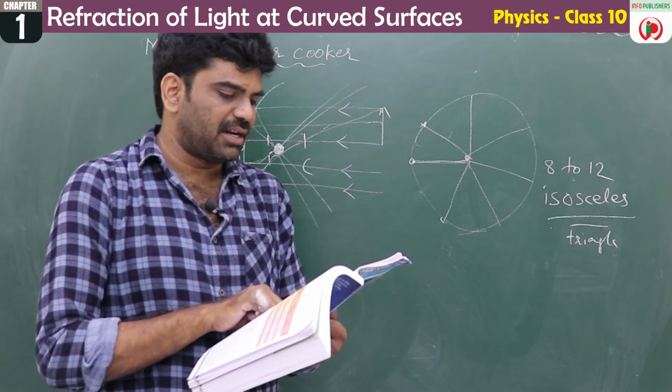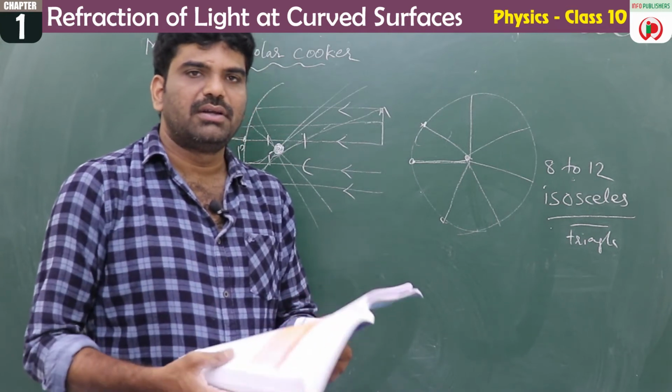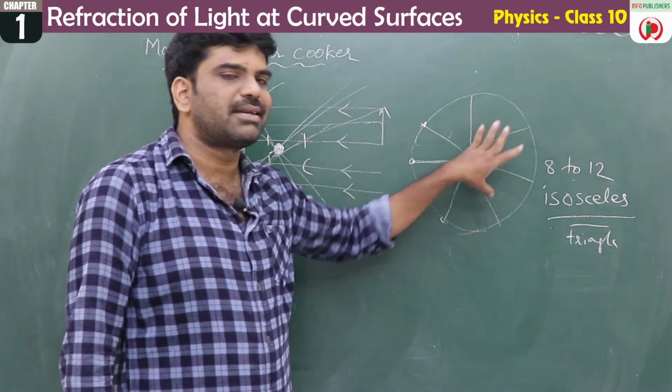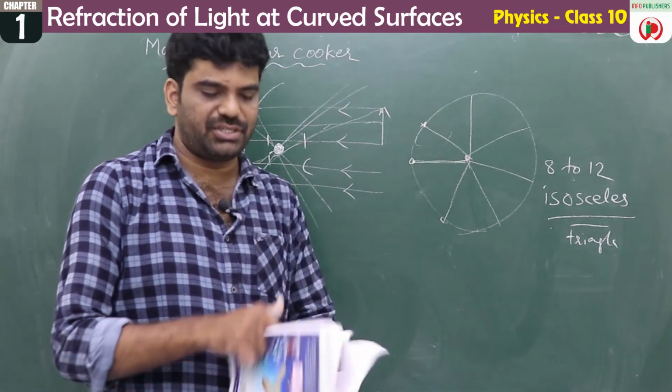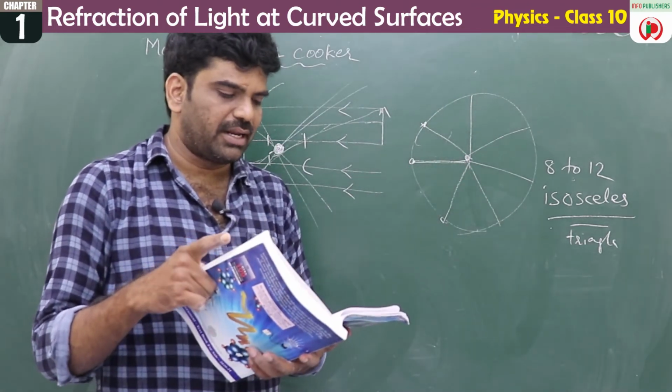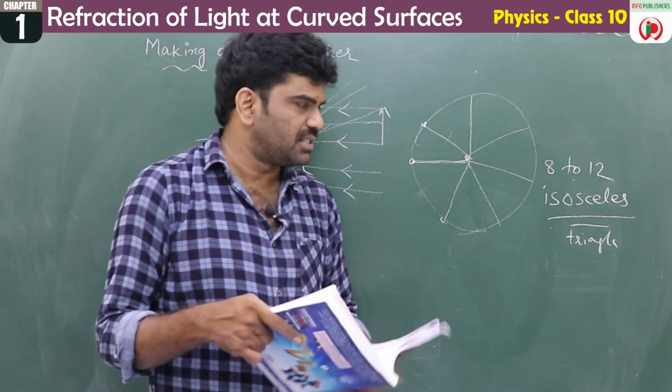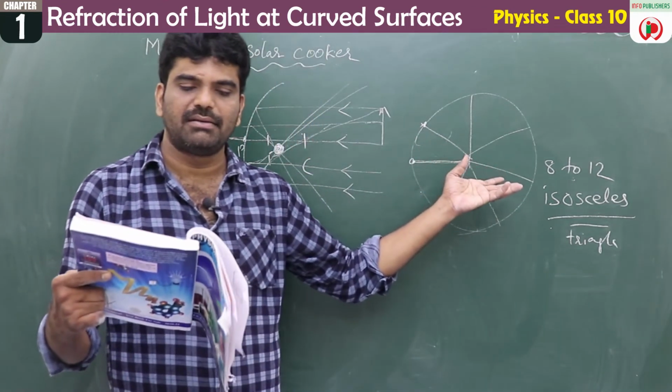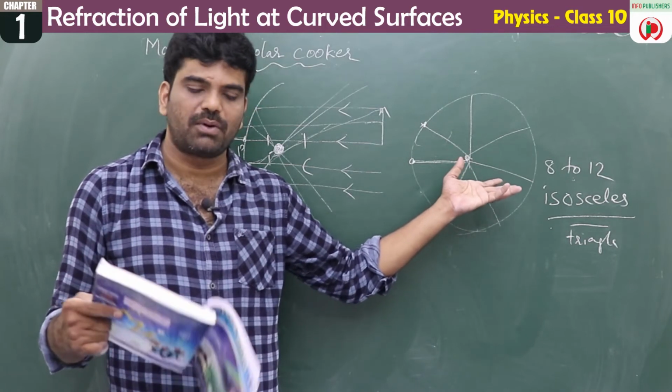Stick the triangle mirrors to the dish. Now what do you have to do? You just go and stick these triangular mirrors to the dish. And here your solar heater or cooker is ready. So this is how you can make your solar cooker or heater.